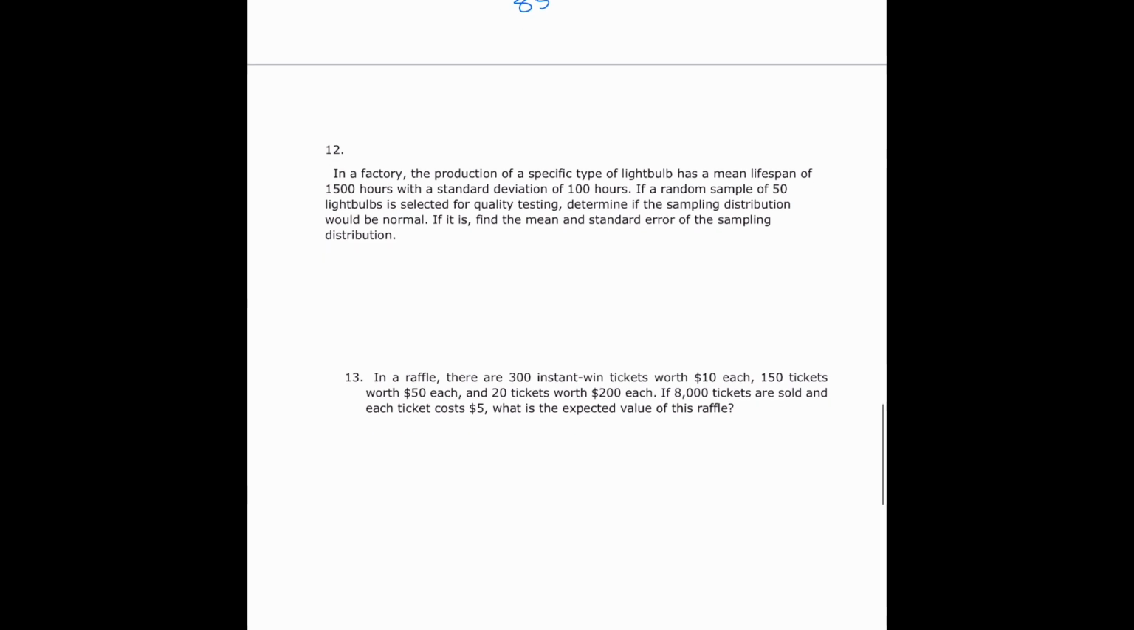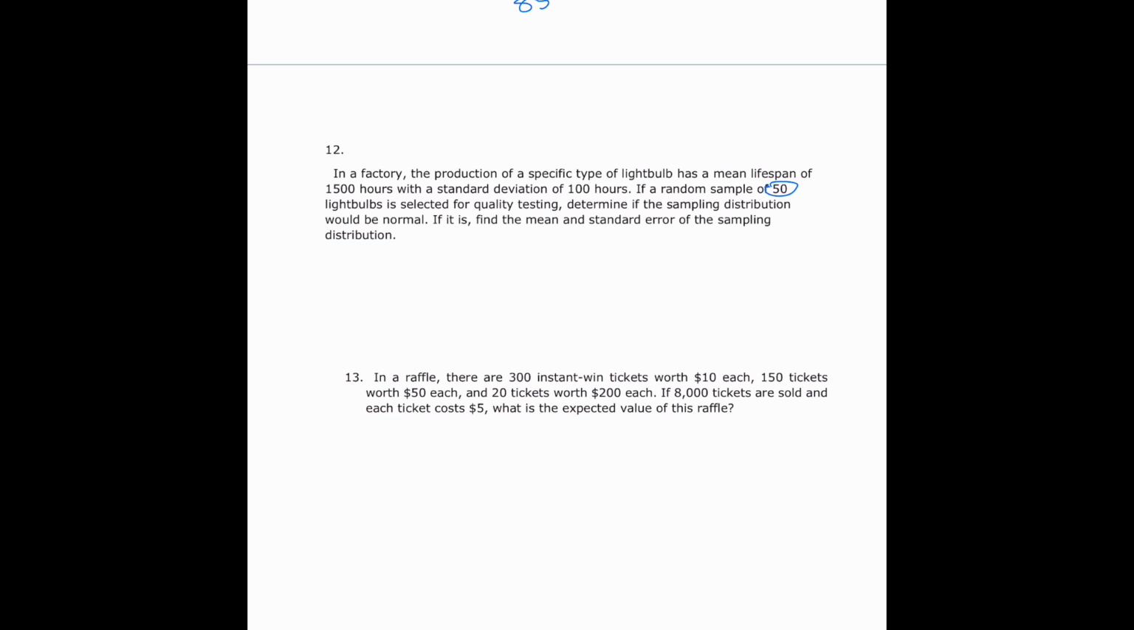Number 12, in a factory, the production of a specific type of light bulbs has a mean lifespan of 1,500 hours and a standard deviation of 100 hours. If a random sample of 50 light bulbs is selected for quality testing, determine if the sampling distribution would be normal. If it is, find the mean and the standard deviation.